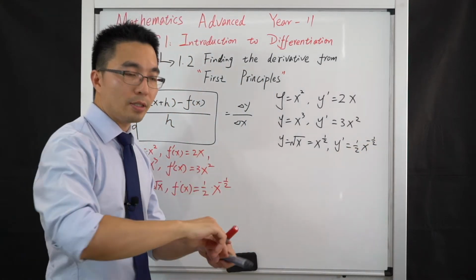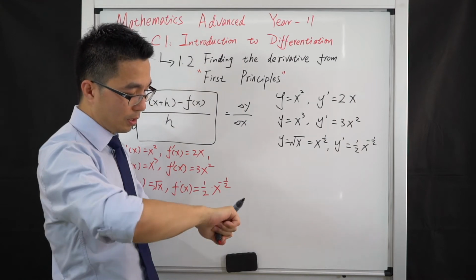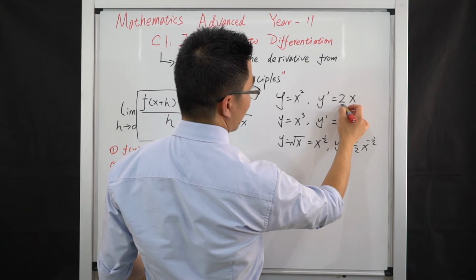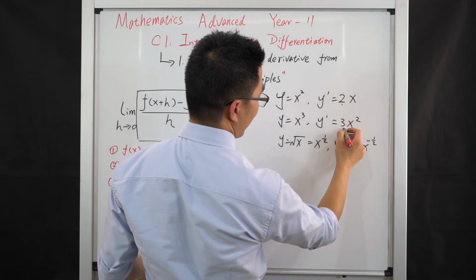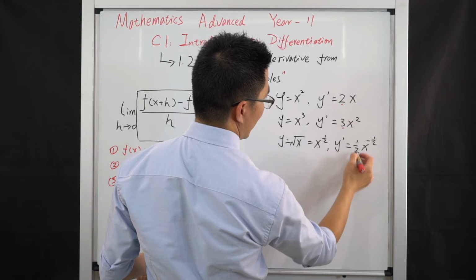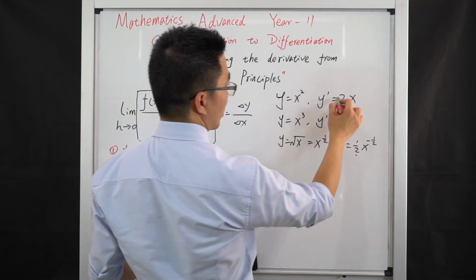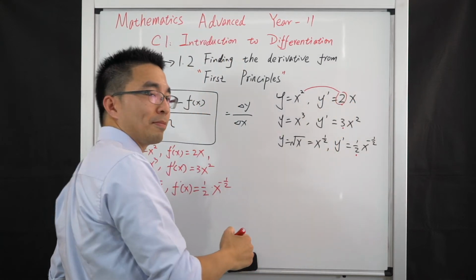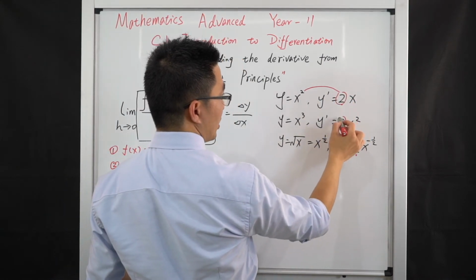Let's try to find the pattern in these three examples. We have a 2 in front of the x as the coefficient in our function: 2, 3, half. So this 2 equals this number, right? And this 3 equals this number.